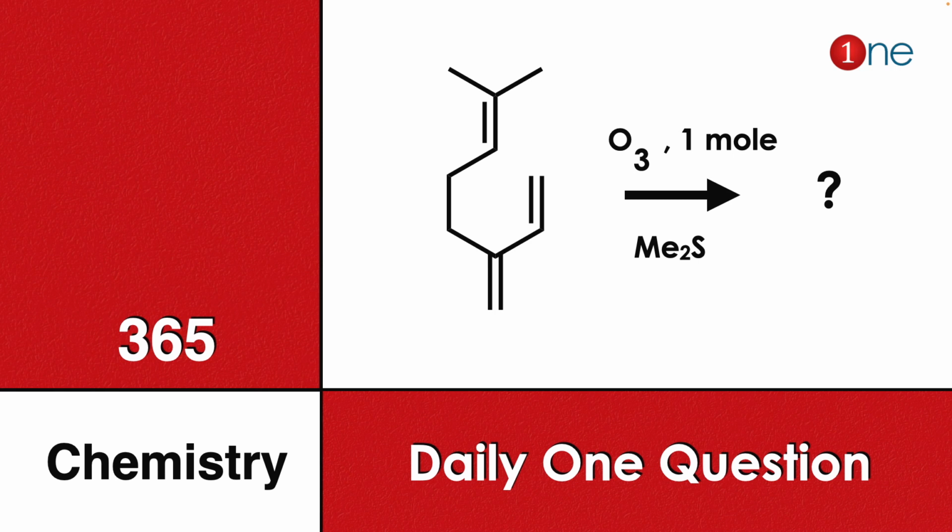Here an open chain compound is given which has isoprene units. It's a terpene and it has many double bonds in it. Three double bonds are reacting with one molecule of ozone and then with dimethyl sulfide. Finally you have to find what the final product will be. Basically the question is about which double bond will react.